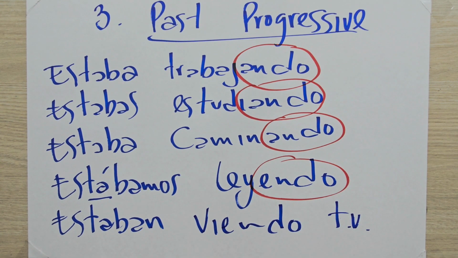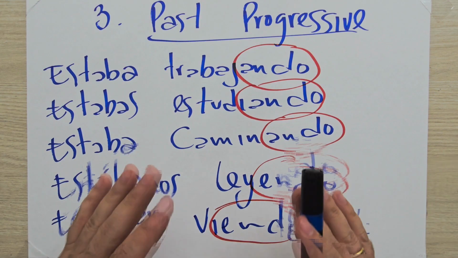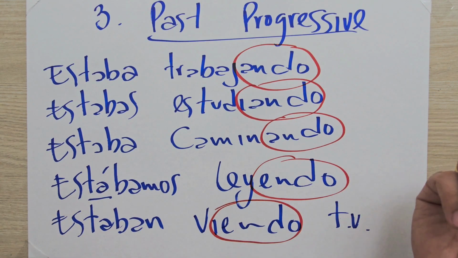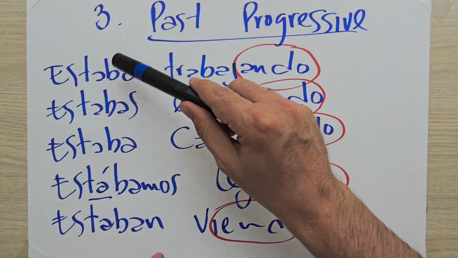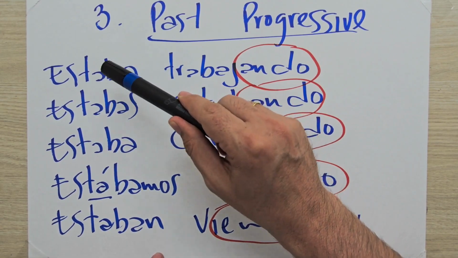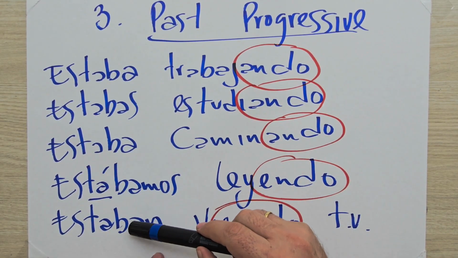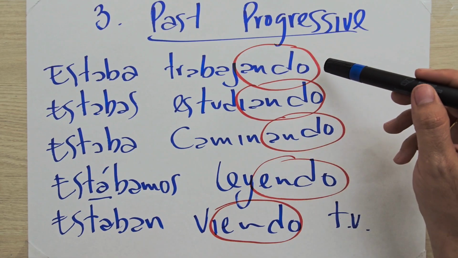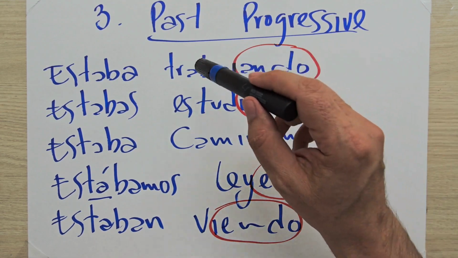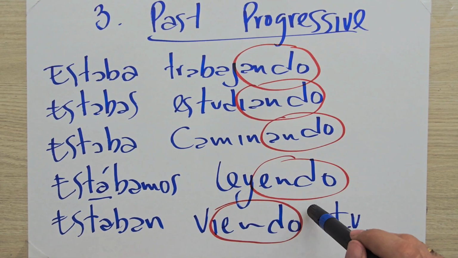Viendo. Ver, an ER verb, goes to viendo. Estaban viendo. This is the past progressive. This is a very simple structure. The only thing that you need to change is the verb start to the simple past. Estaba, estabas, estaba, estábamos, estaban. And the gerund remains the same. Ando or iendo. Pretty simple, right?